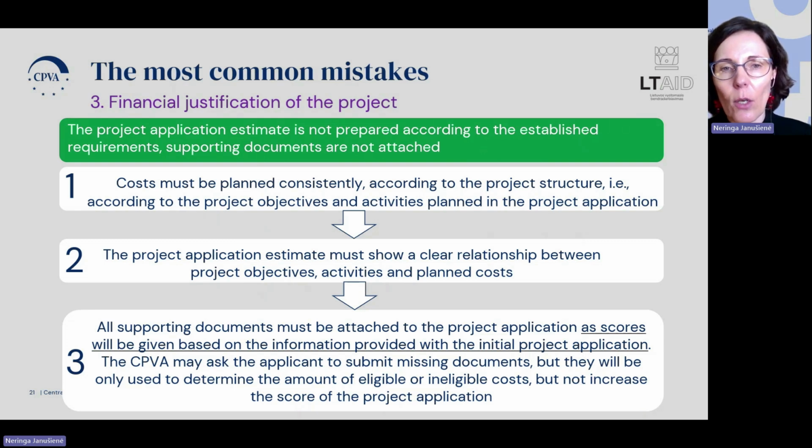So the costs must be planned consistently according to the project structure, meaning according to the project objectives and activities planned in the project application. The project application estimate must show a clear relation between project objectives, activities, and planned costs. All supporting documents must be attached to the project application, as scores will be given based on information provided with the initial project application. I should emphasize this sentence because it's very important, as you see, to provide all supporting documentation with the project application to get the highest scores for the project application.